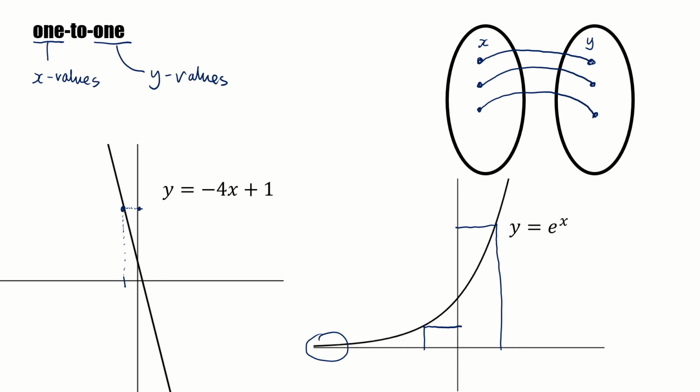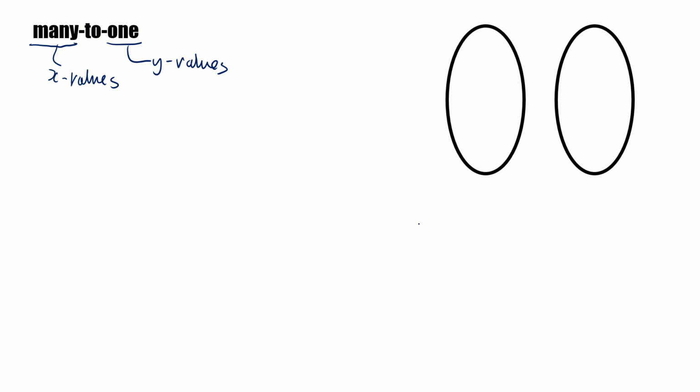Cool. Next type of mapping is called many-to-one, and we know the pattern now. Many is referring to the x values, and the last word is referring to the y value. So this is saying in general, many x values go to one y value. Okay, as a mapping diagram, that could look like this.